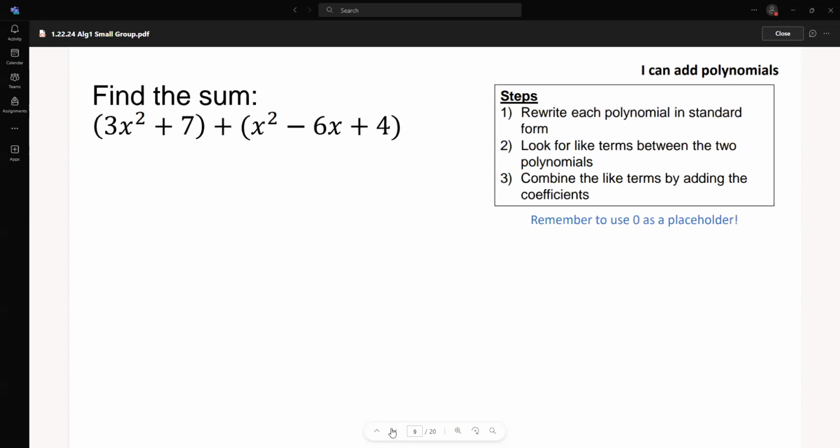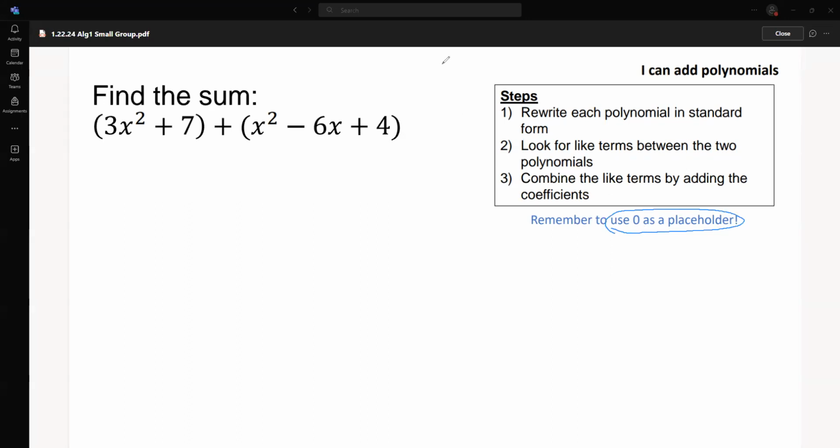Okay, for this one, we need to find the sum. 3x squared plus 7, and x squared minus 6x plus 4. There's a problem. You want to know what it is? I don't see an x. I see x squared and then I see a 7. I don't know what to do. I can't stack this. You still can stack this because all we have to do in this situation is use 0 as a placeholder.